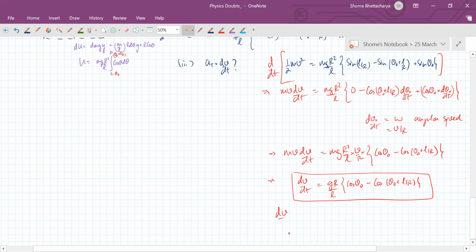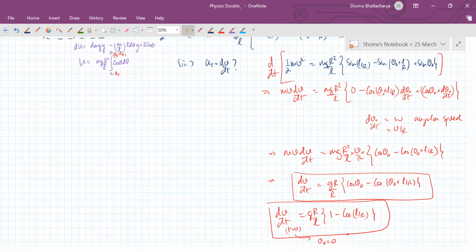So dv by dt at t equal to 0 will just become g r by L into 1 minus cos L by R, because at t equal to 0, theta naught was 0. The angular displacement was 0. So that is the third part of the question, or the C part actually.